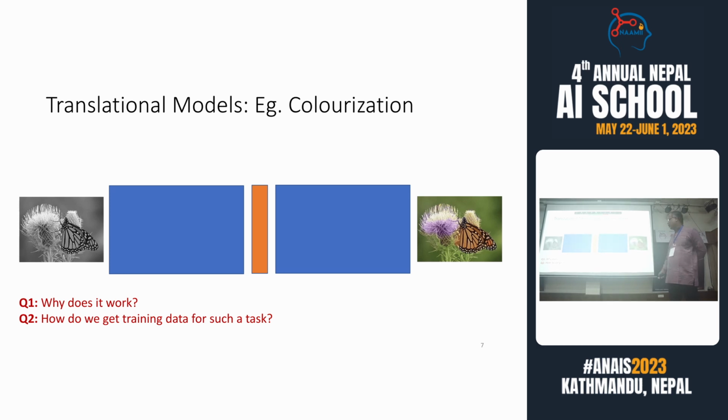Okay. Now the question is, why does it work? And how do we get training data for such a task? Artists are in demand now. You take a black and white picture, paint it, get a color picture. No? It should be the opposite.